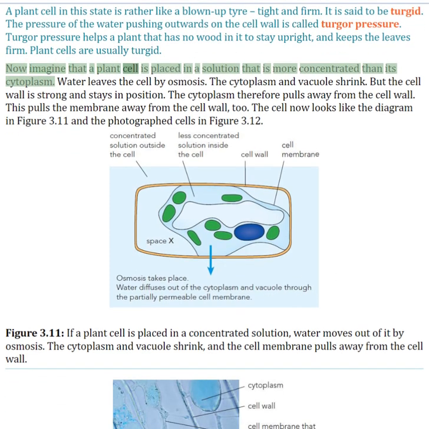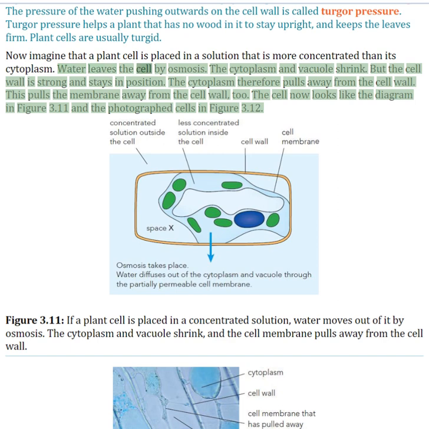Now imagine that a plant cell is placed in a solution that is more concentrated than its cytoplasm. Water leaves the cell by osmosis. The cytoplasm and vacuole shrink. But the cell wall is strong and stays in position. The cytoplasm therefore pulls away from the cell wall. This pulls the membrane away from the cell wall, too. The cell now looks like the diagram in Figure 3.11 and the photographed cells in Figure 3.12.